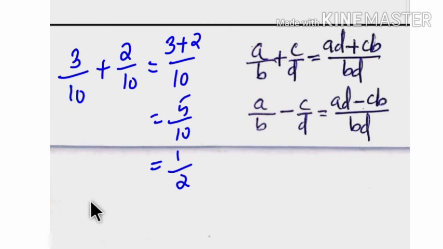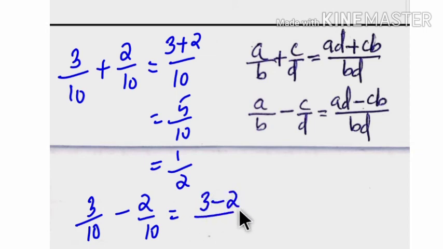Now let's subtract 3 by 10 minus 2 by 10. In this case also it's very simple because the denominators are the same. So we can subtract the numerators directly: 3 minus 2, divided by the same denominator, 10. 3 minus 2 is 1, so 1 by 10 is the answer.